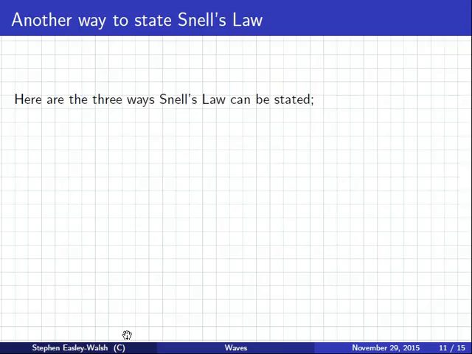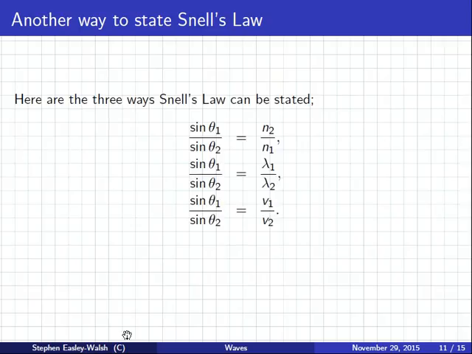Okay. Here are the three ways you can state Snell's law. The first one is the most common and the most useful. The second one I just did, but there is another way to state it using the speeds. Sine theta 1 over sine theta 2 is v1 over v2. So these are the three ways you can state Snell's law. The most important one is the first one, second most important, and least important. Are they in the exam, the second one? I've never seen them in the exam ever. I've only ever seen the first one.